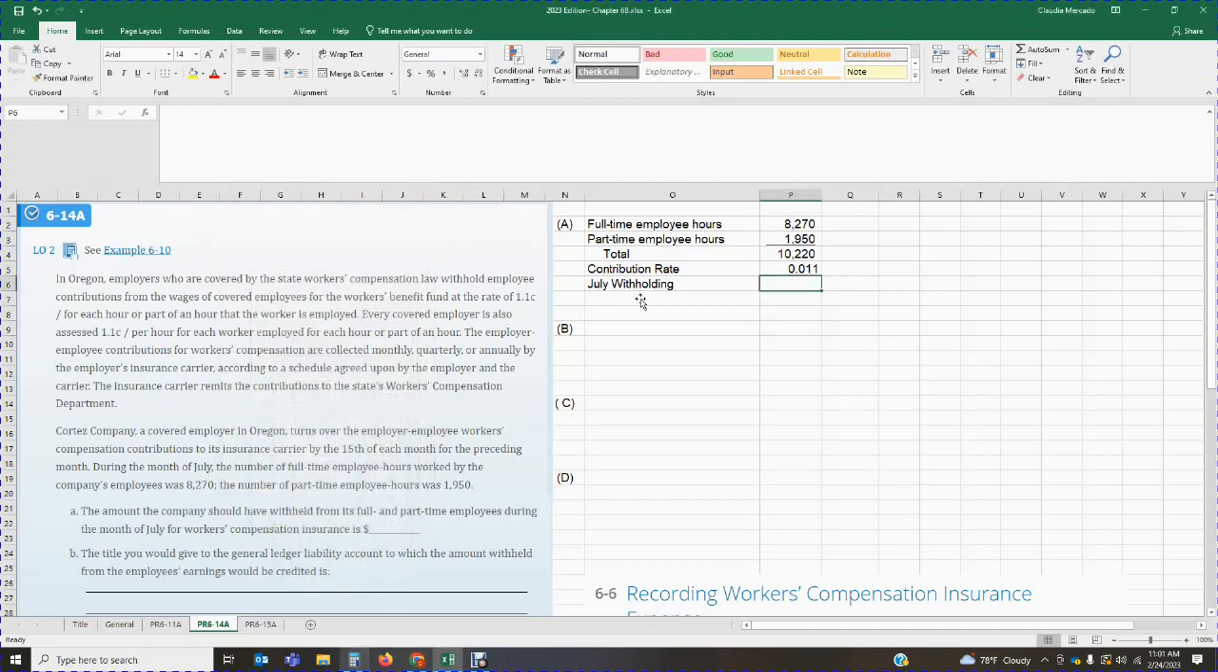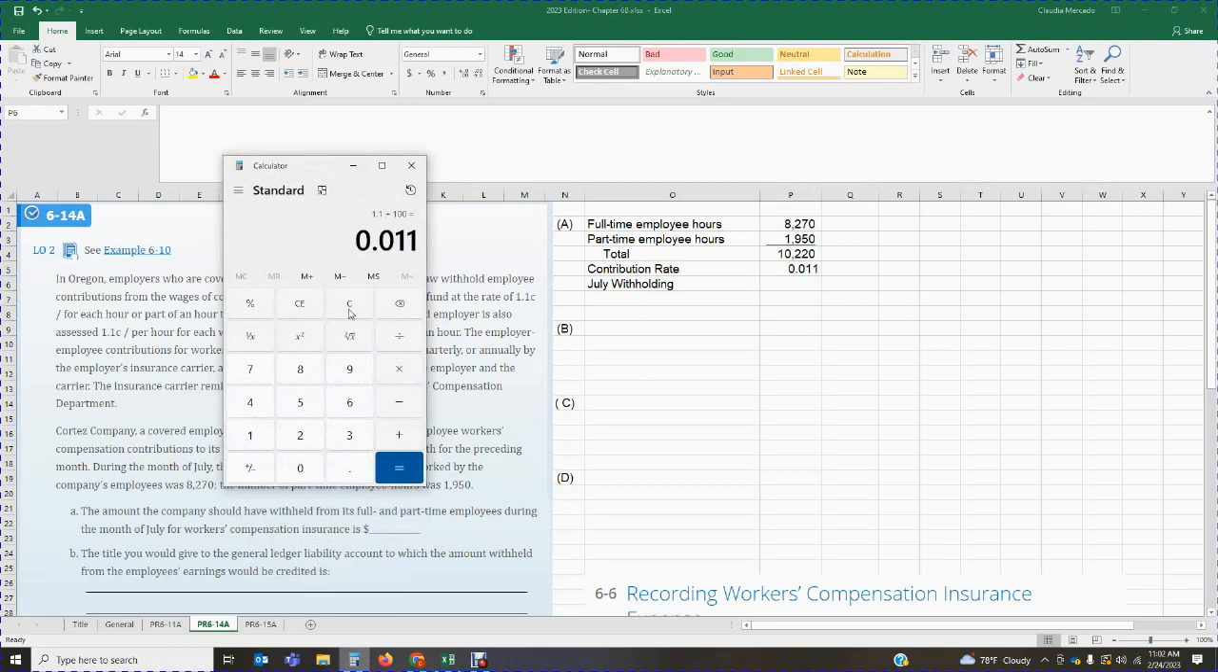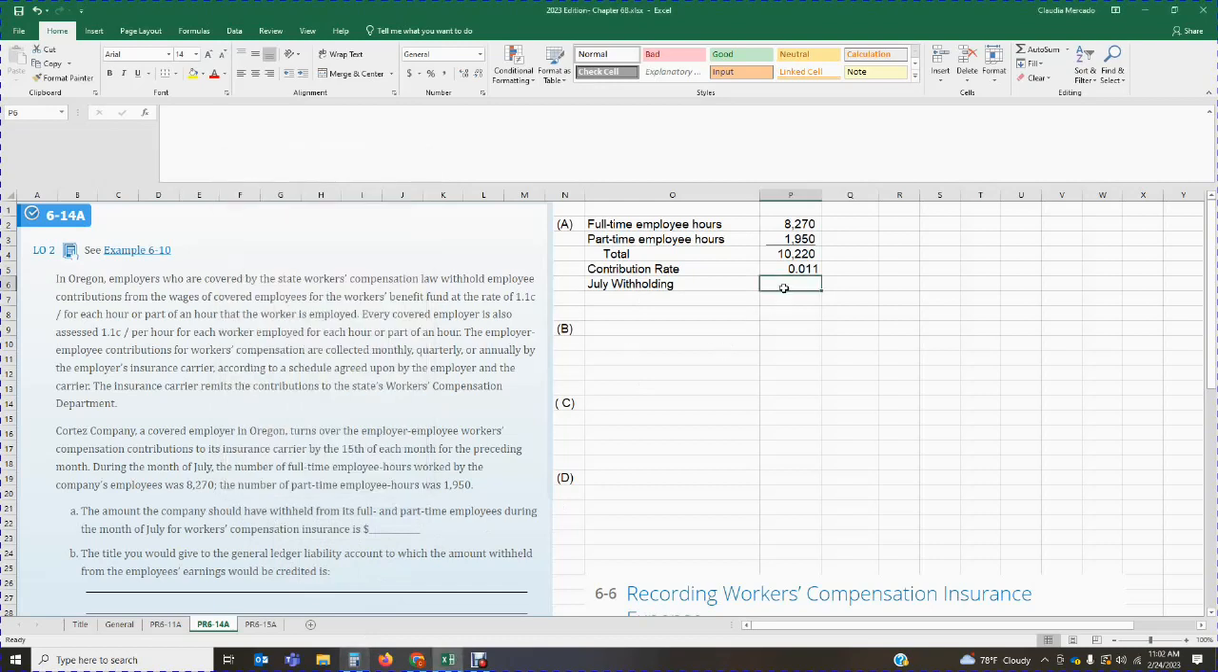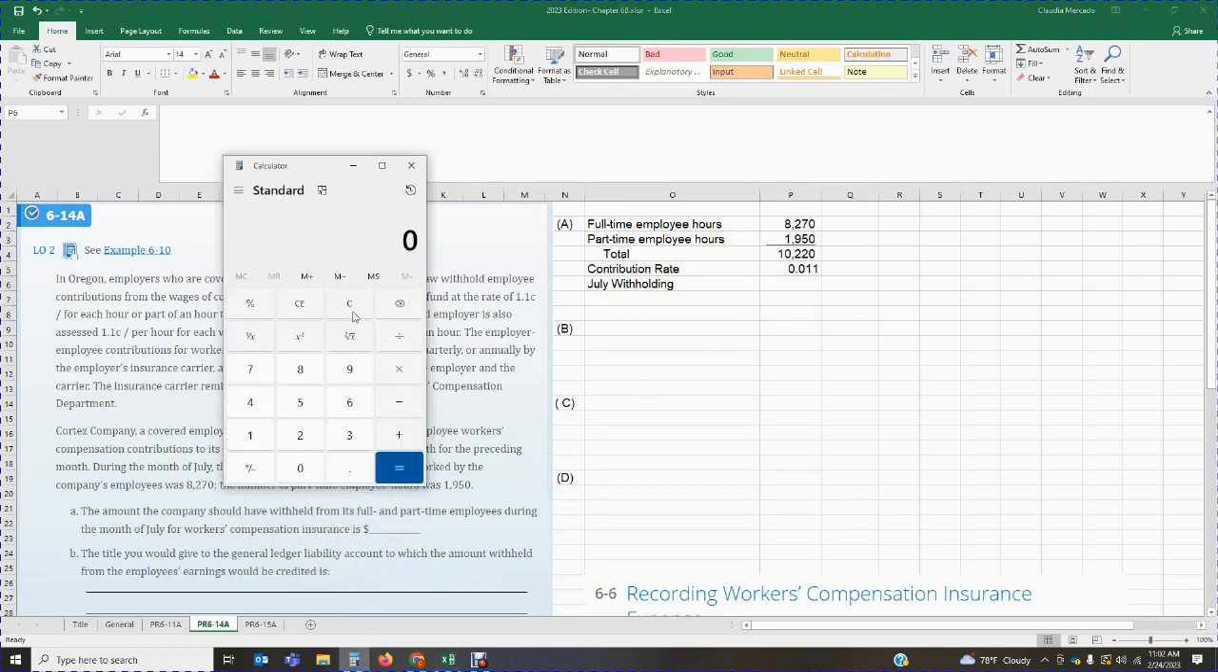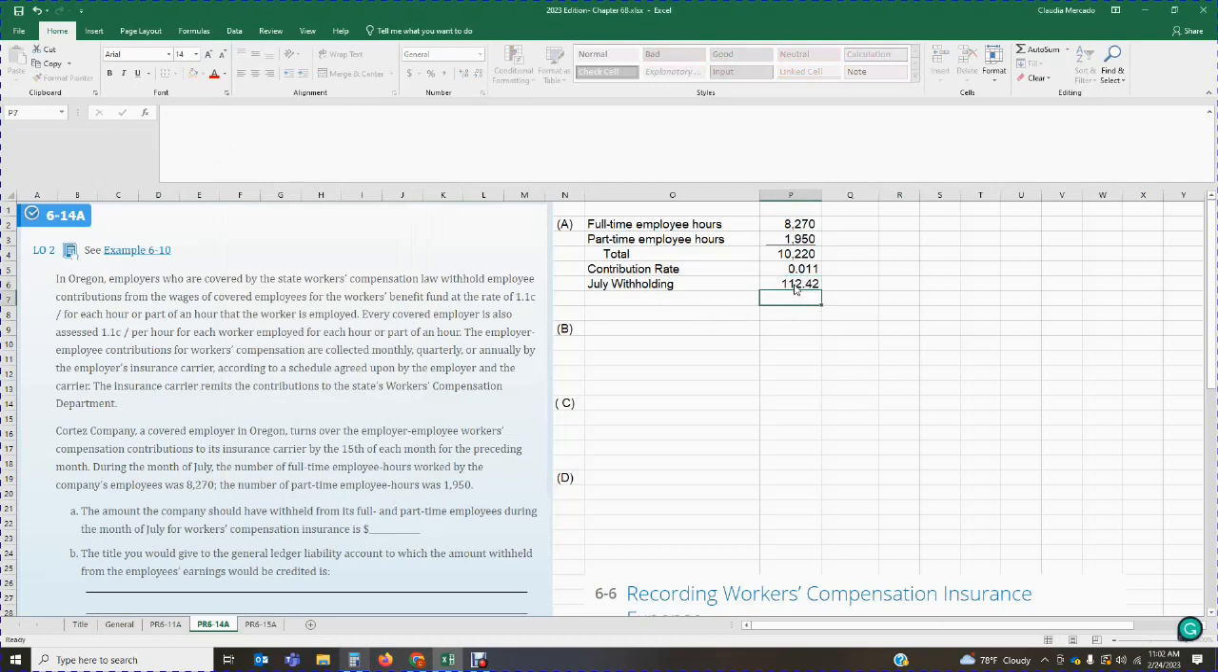Now that I have that, I'm going to calculate my withholding. I'm going to get my total hours, 10,220, times my rate of 0.011. That's going to give me my withholding of $112.42. That is how much I'm going to withhold from my employee's paycheck. That is the amount of withholding from the employee's paycheck. That is requirement A.